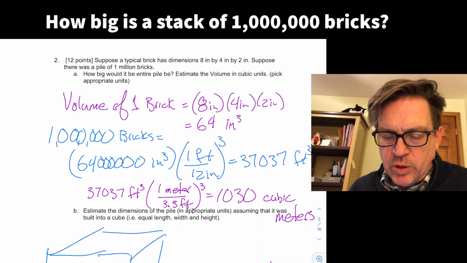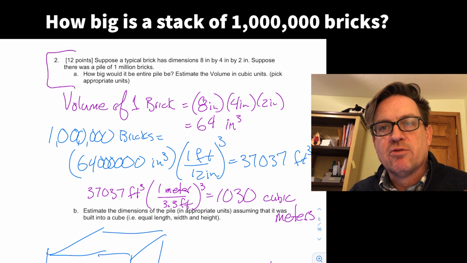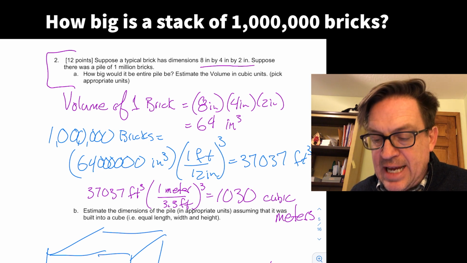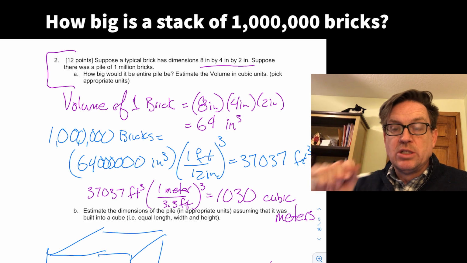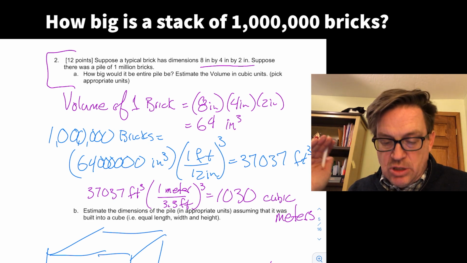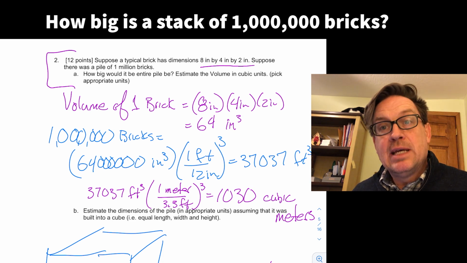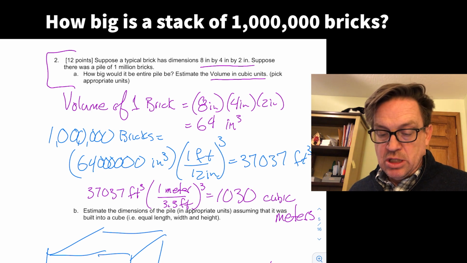Here's another problem that we can talk about. This is kind of the estimation types of problems and unit conversion types of problems we've been doing. Suppose a typical brick has dimensions 8 inches by 4 inches by 2 inches: 8 inches long, 4 inches wide, and 2 inches tall. And suppose you have a pile of 1,000,000 bricks. I want to know how big that pile is going to be. So can you estimate the volume in cubic units?